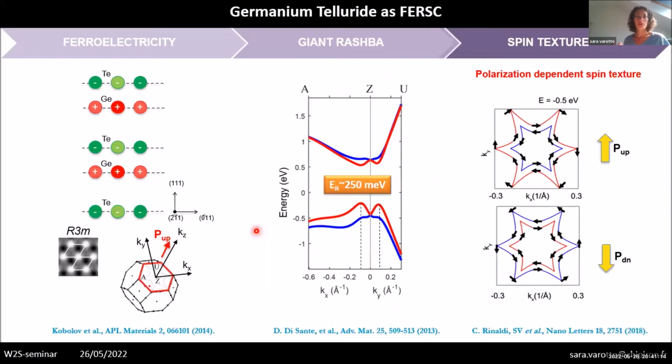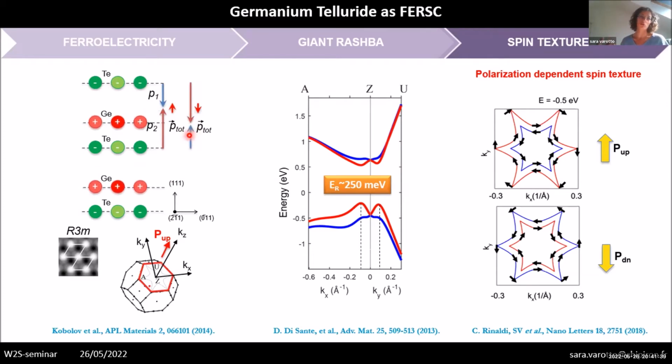We perform all the experiments in germanium telluride, which is the father compound of its family. It is a ferroelectric at room temperature due to a lattice distortion that occurs along the 111 direction. This leads to a different spacing between germanium and tellurium planes, which forms a ferroelectric dipole. It's possible to switch the ferroelectric dipole by changing the relative distance between the germanium and tellurium planes in this way, and this has been shown in a very nice publication.